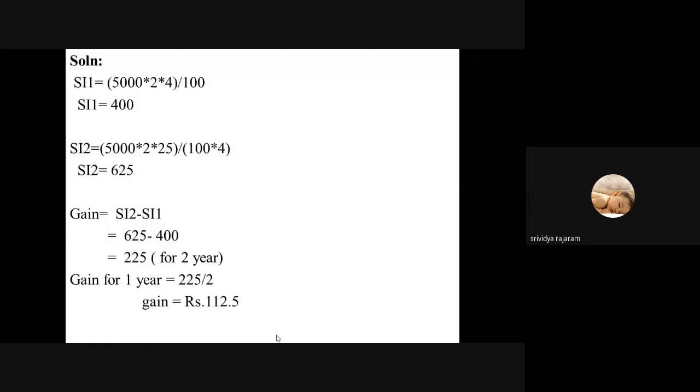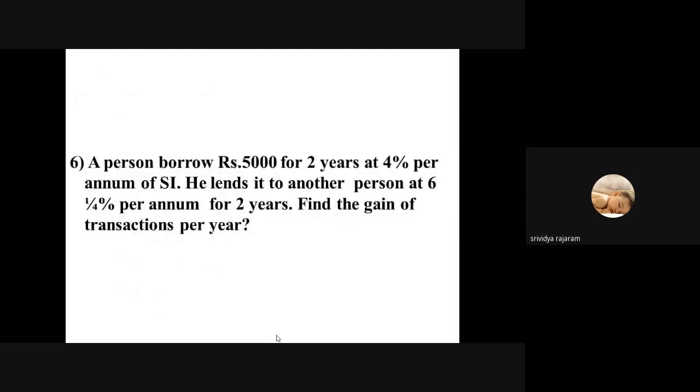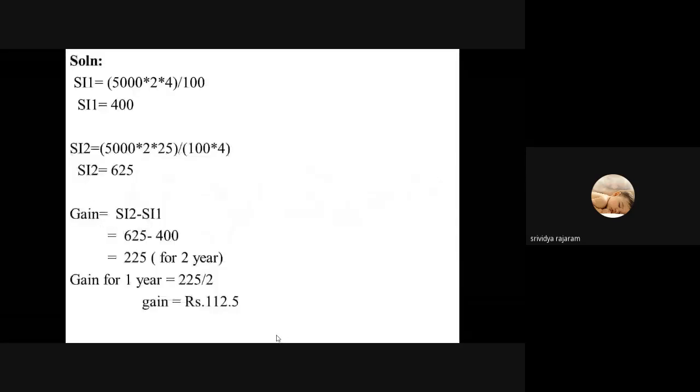So let us first calculate the first simple interest. 5,000 is the principal amount which he is getting from the bank, 2 is the number of years, and 4 is the rate of interest. So it is direct substitution. PNR by 100 is nothing but 5,000 into 2 into 4 by 100. On simplifying, we get the first simple interest value as 400.